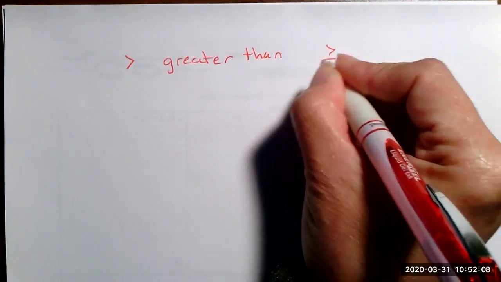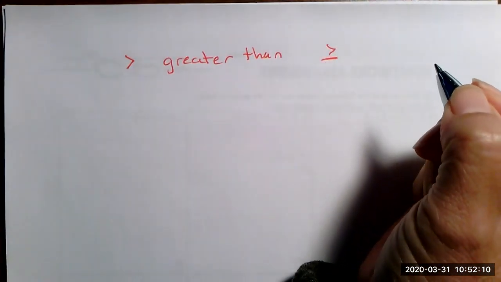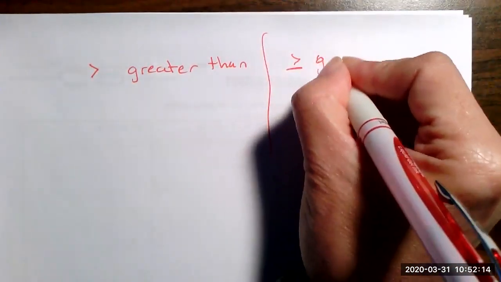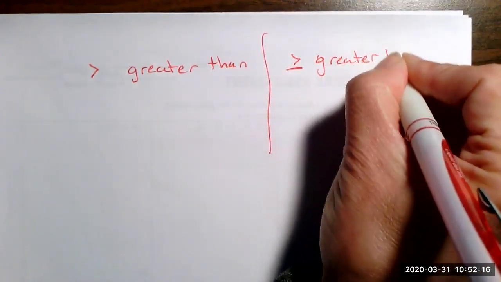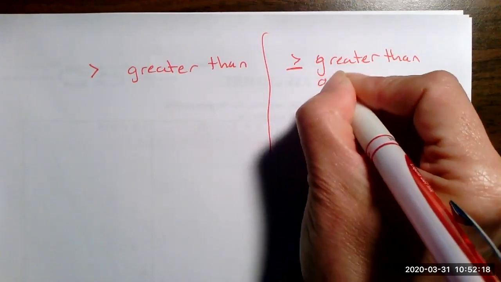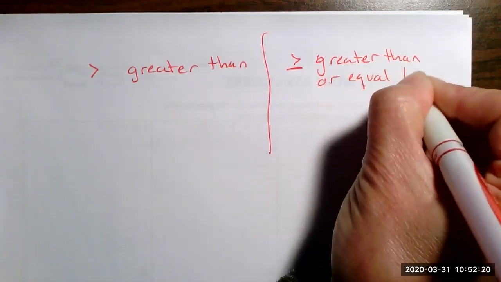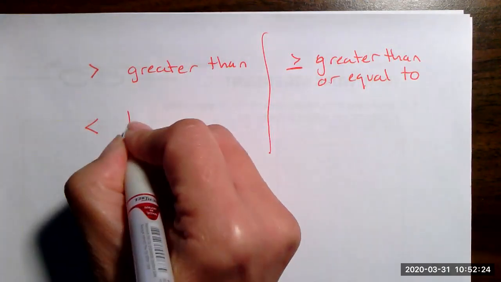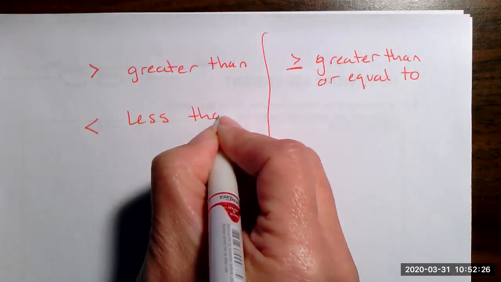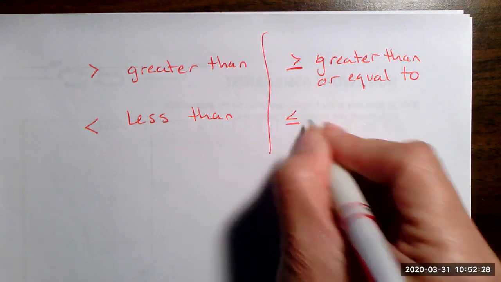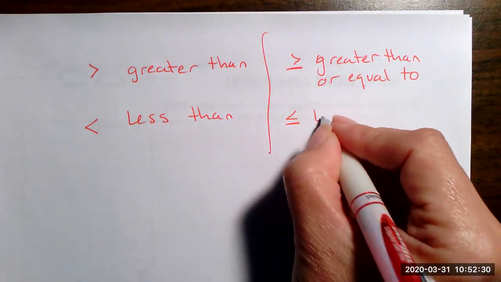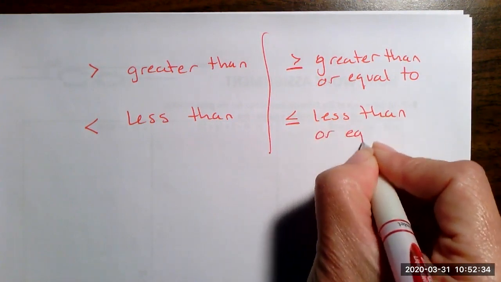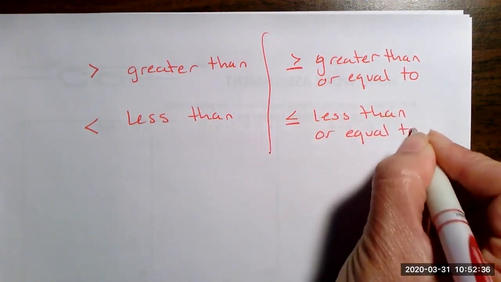If it has a little bar underneath it, it's kind of like a partial equal sign. So we can think of this as greater than or equal to. Going the other way, that means less than. And again, if I put the little bar underneath it, it means less than or equal to.